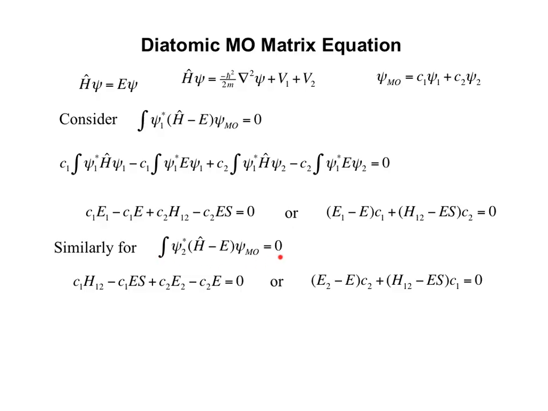I can now produce another equation using psi 2 instead of psi 1 as before, and this simply changes all the 1's to 2's and the 2's to 1's.